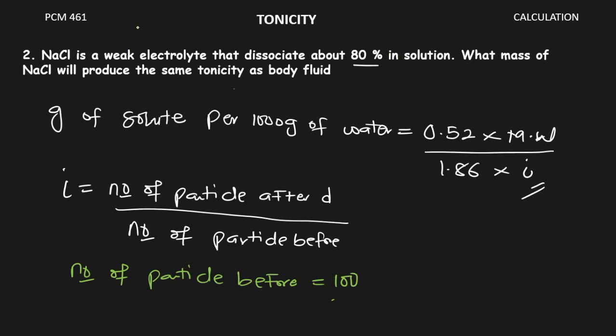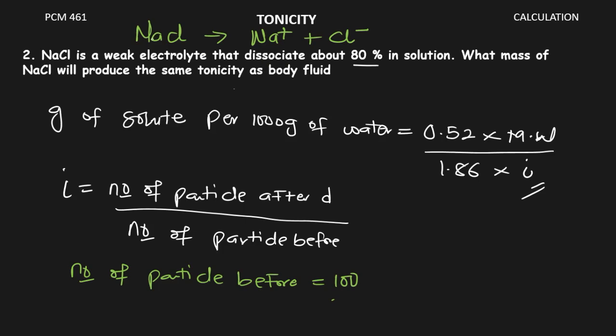Now, you agree with me that when sodium chloride dissociates, it forms sodium ion and chloride ion. It means that if some fraction of sodium chloride dissociates, we are now having three particles in solution. Are you getting it? Because not all dissociated. If only some dissociated, we are not having just two particles. What are the three particles?